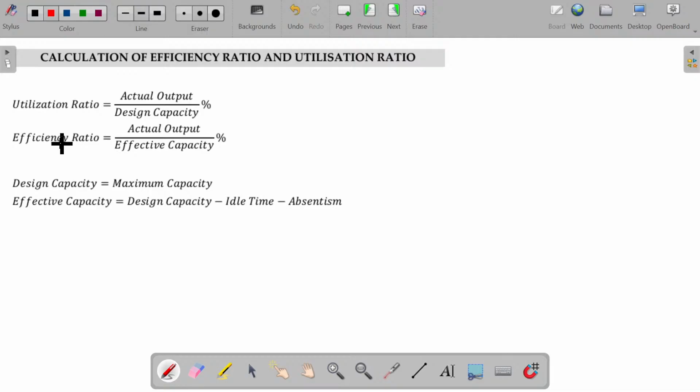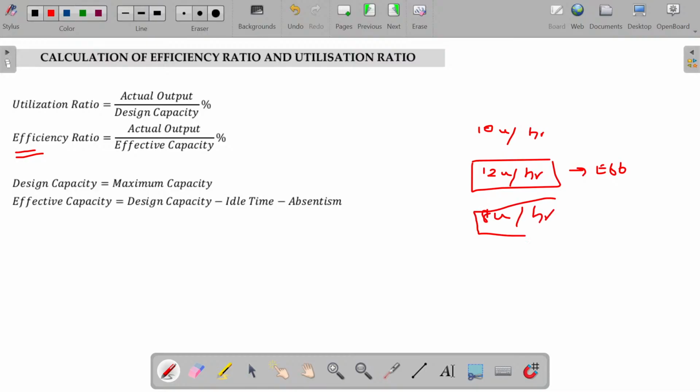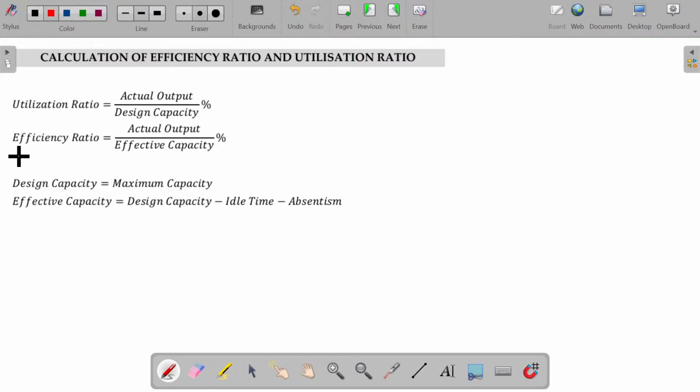Always remember, the efficiency term is very simple. You have to produce 10 units per hour. But if you produce 12 units per hour, what does it mean? You are performing better, or efficient. If you are producing only 8 units per hour, then you are called inefficient. Clear? Efficient, inefficient. Hope you are now able to understand this. Efficiency ratio, utilization ratio as well as efficiency ratio.